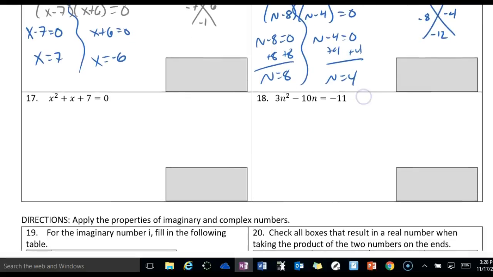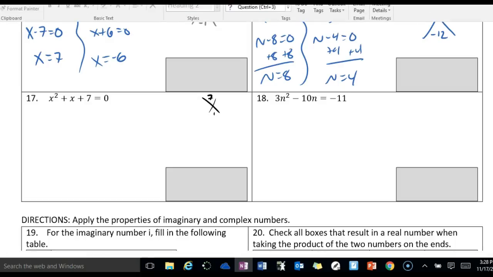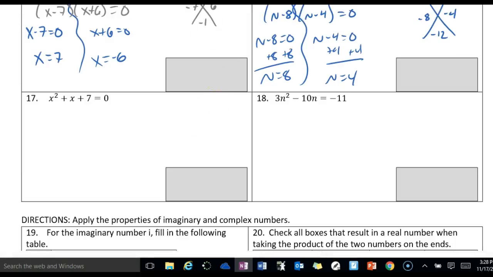Okay, so in this problem here, we're going to be doing 17 and 18. Similar to what we just talked about in the previous two. A is 1, B is 1, so I can't complete the square. We tried thinking about factoring, like numbers that multiply to 7 but add up to 1. They don't exist, so because of that, the only option I can do in number 17 is the quadratic formula.